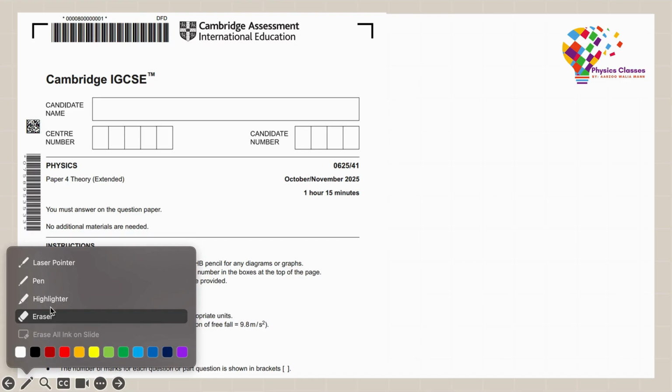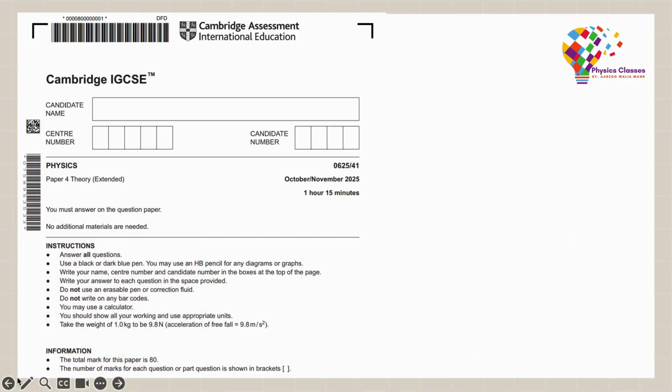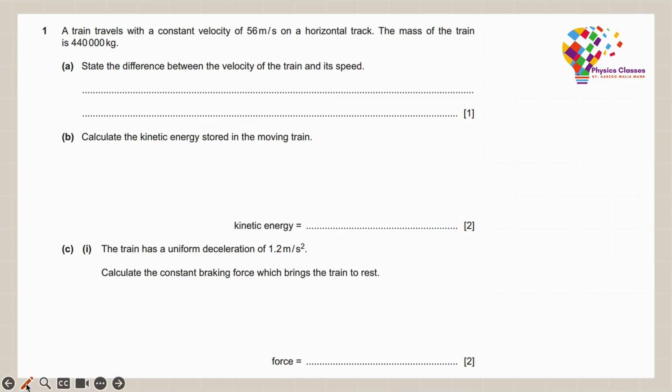Today we will be solving paper 4-1 from 0625 code, and it's the October-November 2025 series. Let's quickly jump to question 1. It says a train travels with a constant velocity of 56 meters per second on a horizontal track. The mass of the train is 440,000 kg.